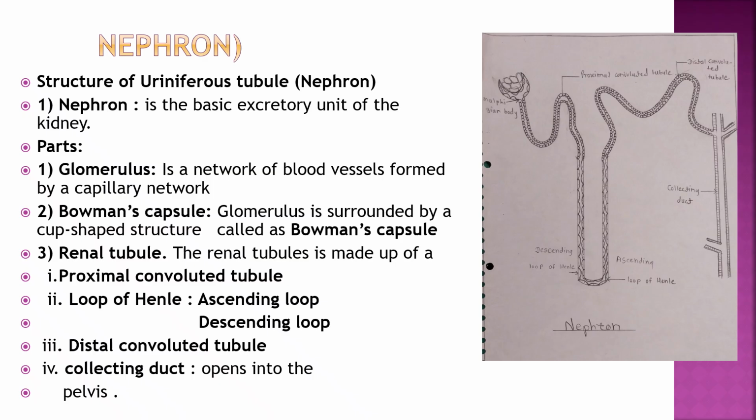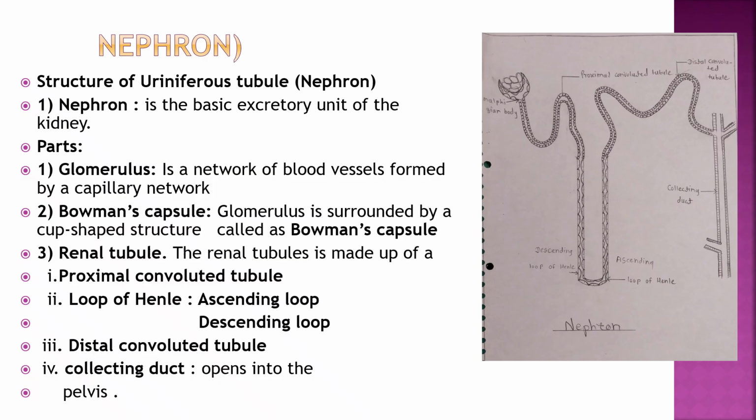The unit of the excretory system is the nephron, that is the uriniferous tubule, and you can see this diagram and the parts. First is the glomerulus, which is a capillary network, then Bowman's capsule, which is a cup-shaped structure at the start of the tubule, then the renal tubule, which consists of the proximal convoluted tubule, which arises from the Bowman's capsule, then continues with the loop of Henle.